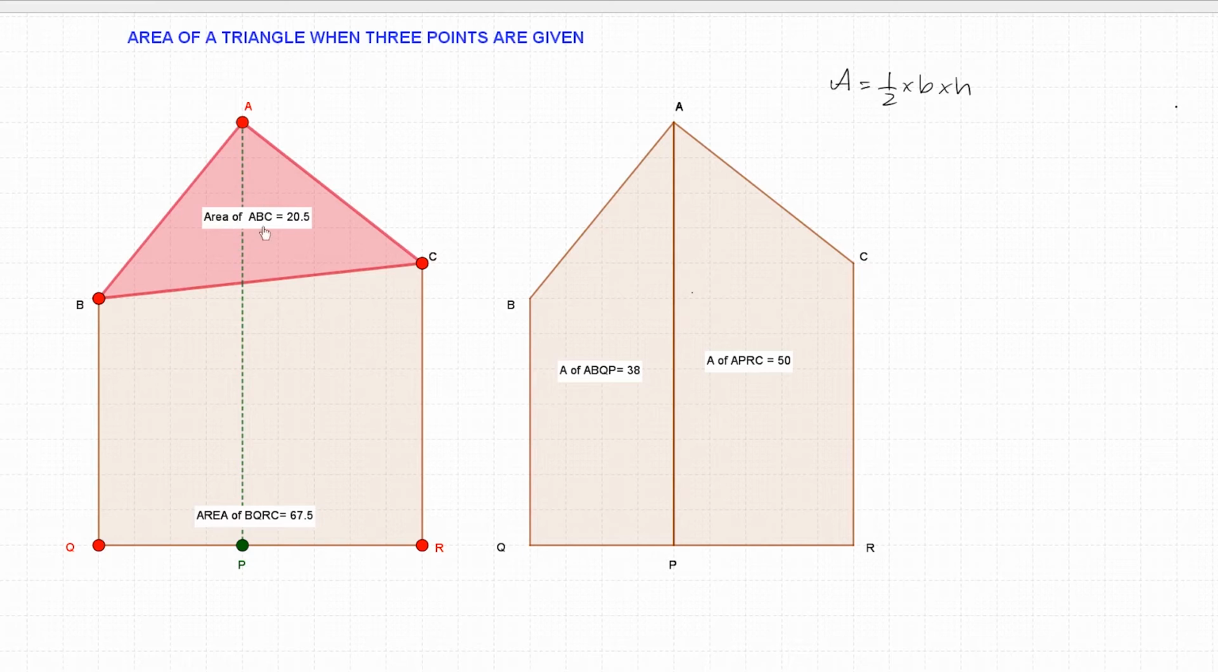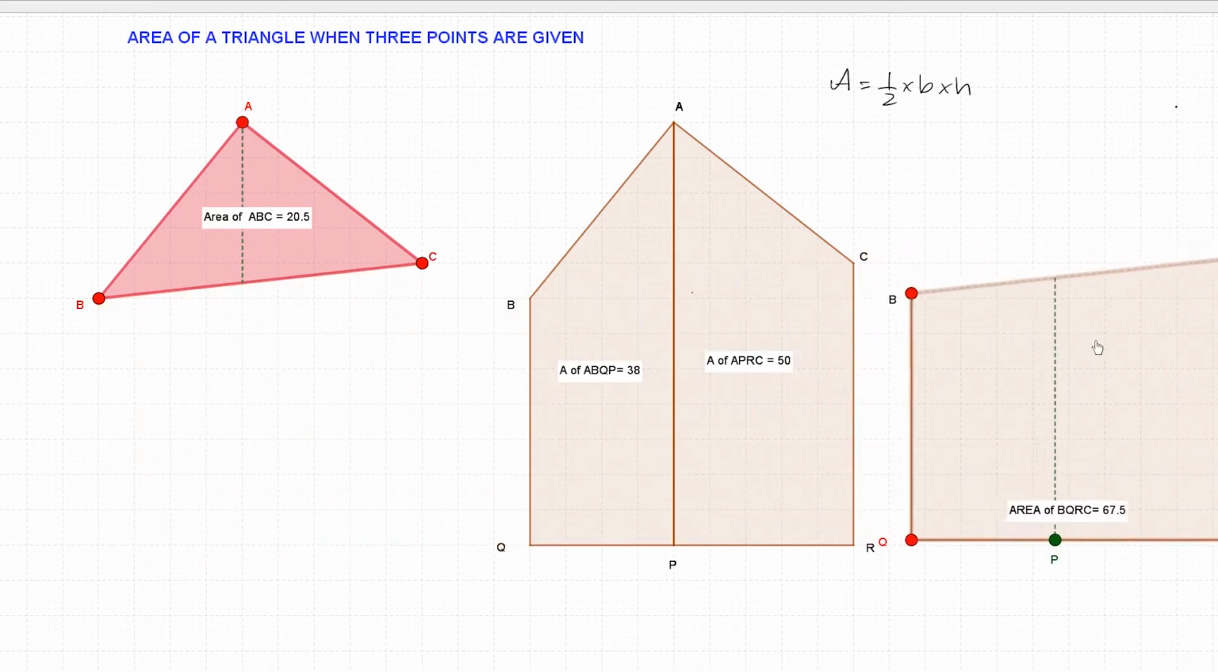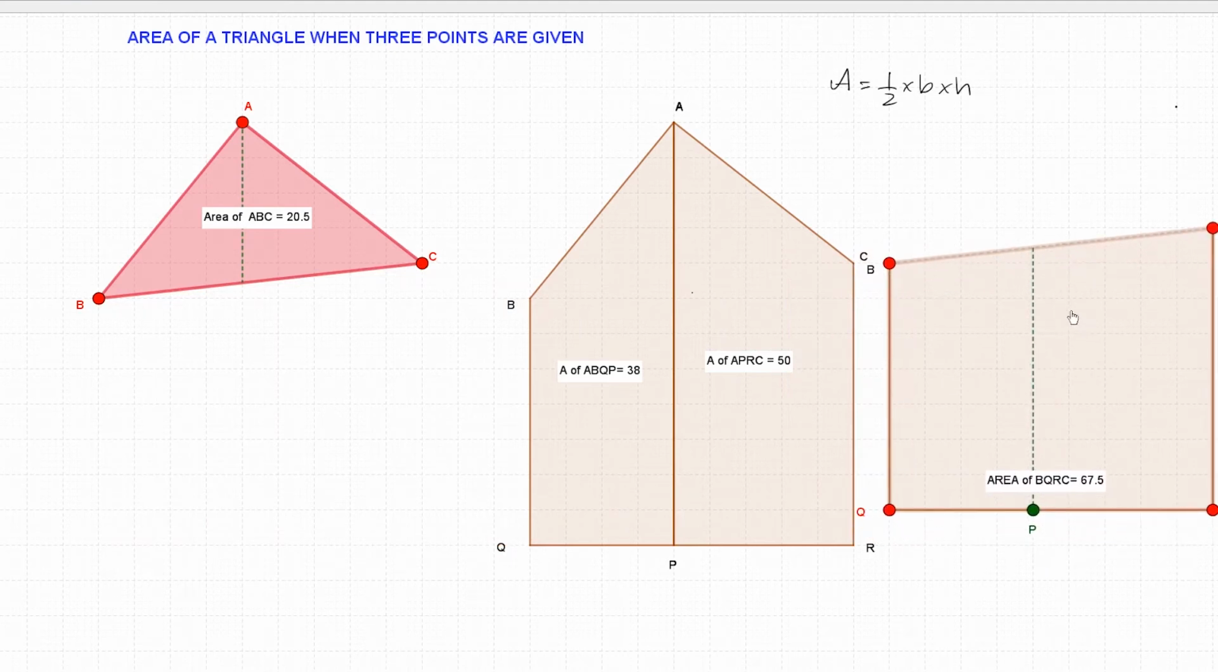If I have to find the area of the triangle ABC, I just have to subtract this part from the actual area given to me. So is this the logic? Now I can find the area of the triangle if I can find the area of this trapezium and add it with this trapezium, and subtract the area of this trapezium from the sum of these two. Then I will get the area of the triangle.